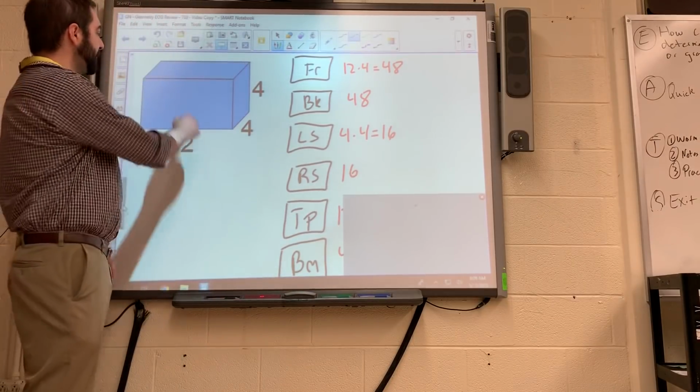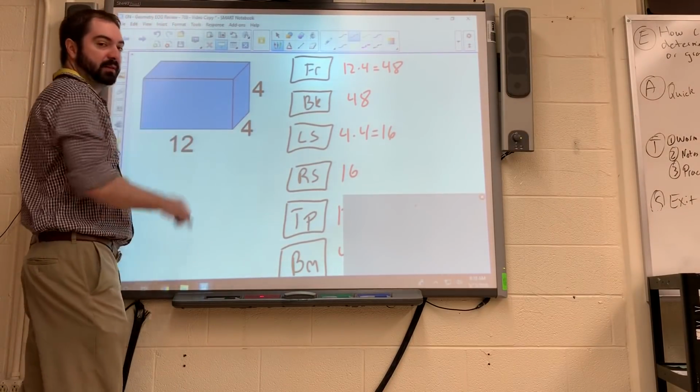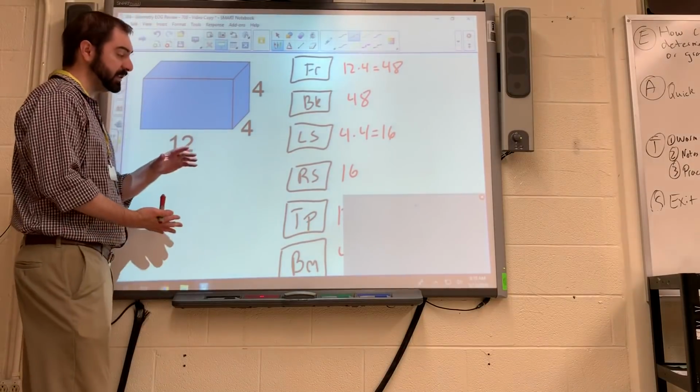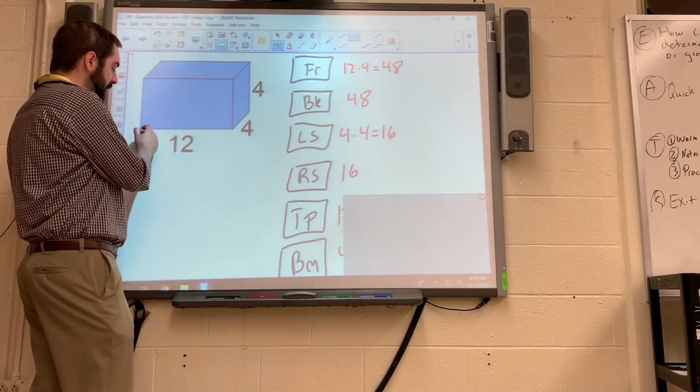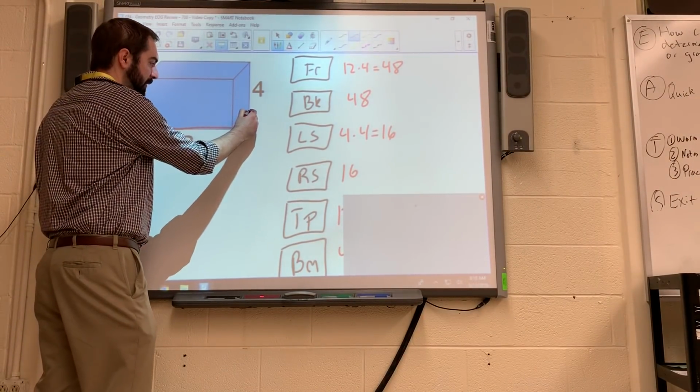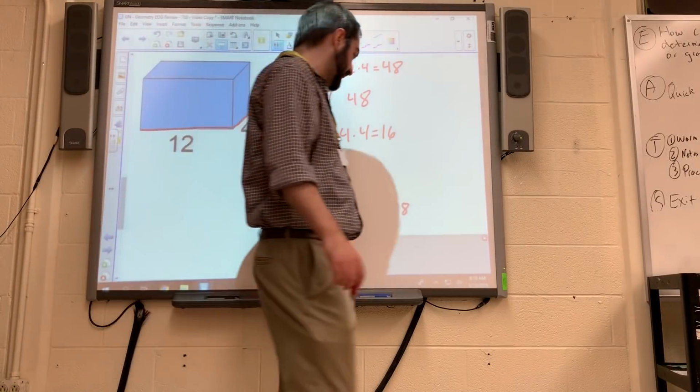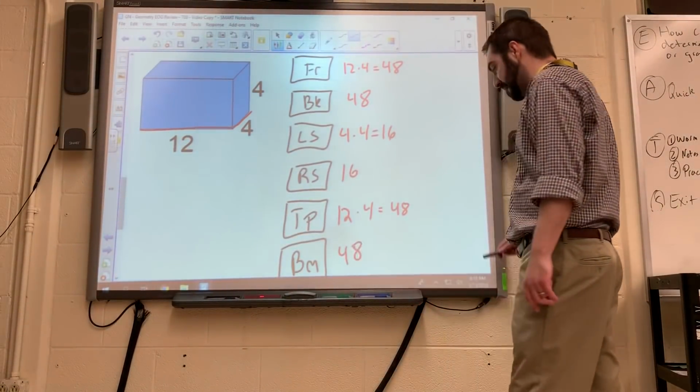Again, if I trace the top, there's nothing really there, so I'd have to take a look at the bottom on this. And since I know that they're congruent, they'll be the same. Well, when I trace the bottom, I go by 12 by 4. Again, that's another 48. And the top and the bottom are going to be the exact same.